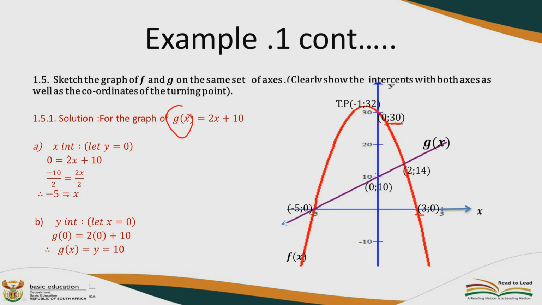This was our turning point of the function. But remember now, your graph should have these arrows at the end to show that this is a continuous graph. So that is our graph of our linear and the quadratic function. Don't forget to draw these signs, to show that the graph starts from negative infinity up to positive infinity, okay?